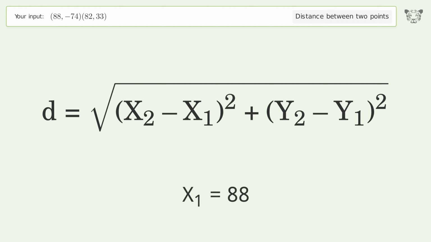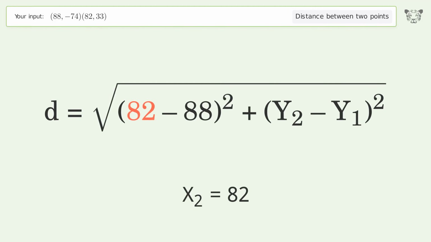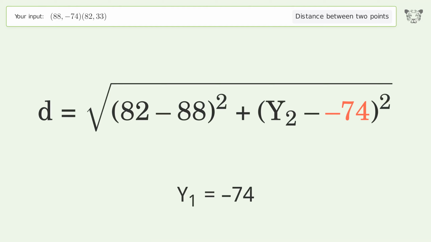x1 equals 88. x2 equals 82. y1 equals -74. y2 equals 33.